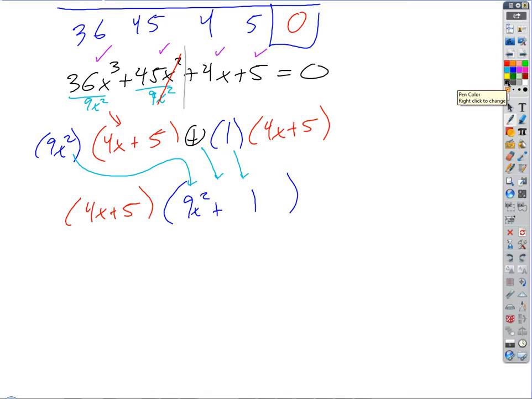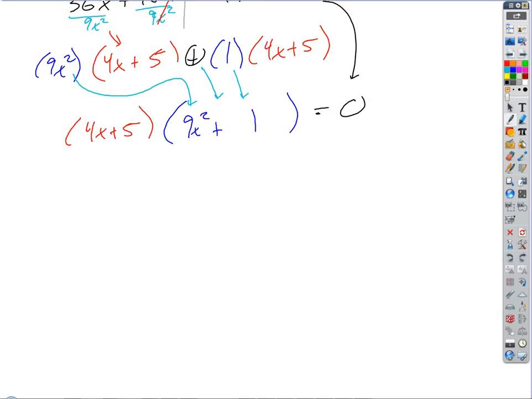Well, what were we really doing here? The whole time, we were trying to factor this, but it's all set equal to 0, right? So we wanted to factor this so we could apply the zero product property and set the little factors equal to 0 and solve, right? So this is really equal to 0. Well, let's find the zeros. Remember that old zero product property: the only way I can multiply and get 0 is when I multiply by 0. So either 4x plus 5 equals 0, or 9x squared plus 1 equals 0.